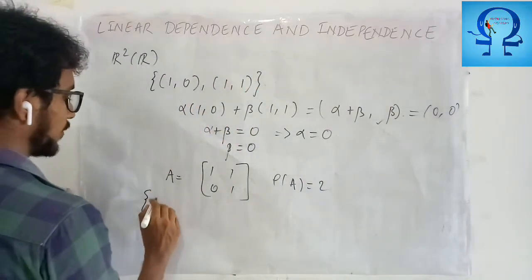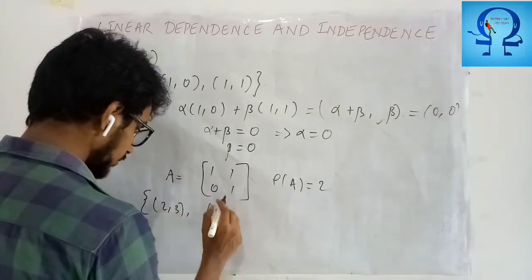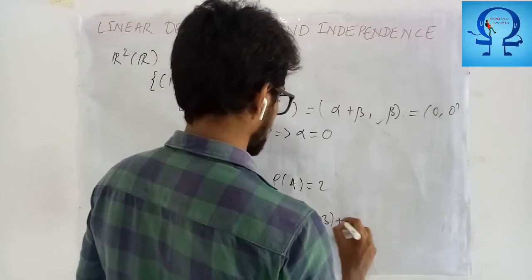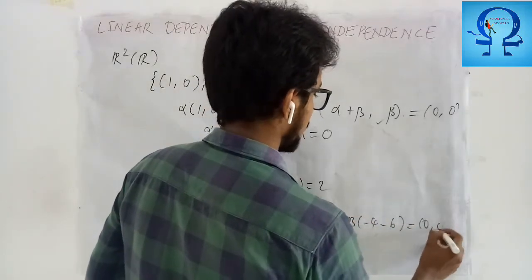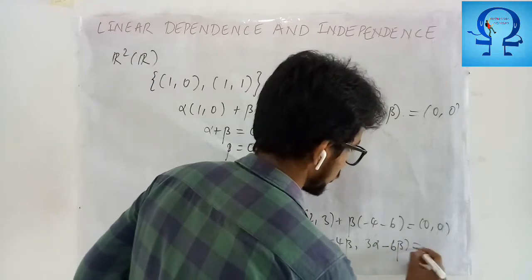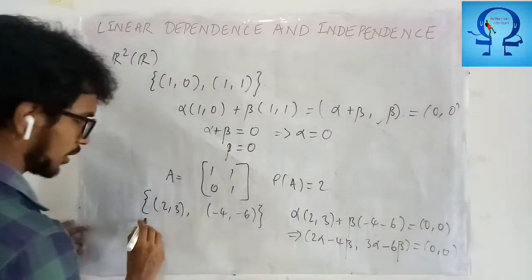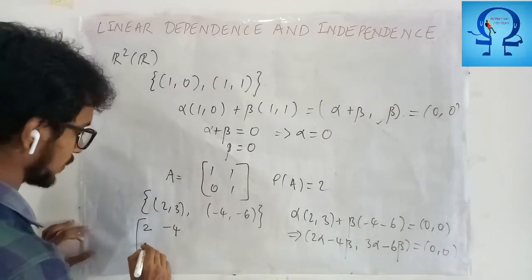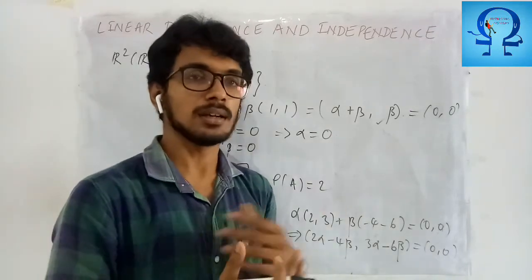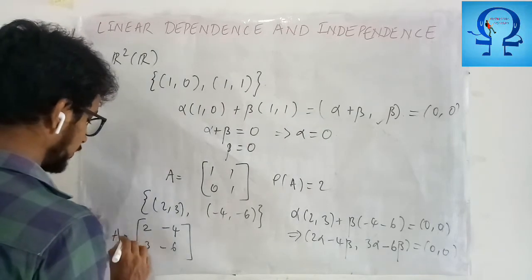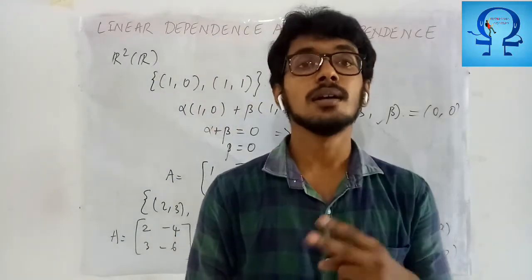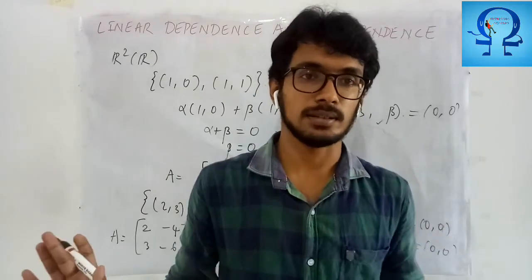Let me consider another set of vectors from this same space. When I write the linear combination of these, I get (2 alpha minus 4 beta, 3 alpha minus 6 beta), which is to be equated to (0, 0). When I write this in matrix form, I get the matrix with rows 2, minus 4 and 3, minus 6. What is going to be the rank? Or you can just find the determinant. By determinant also we can find the rank. The determinant is minus 12 plus 12, which is 0. Therefore the rank is not 2; it is less than 2, which is enough for us.